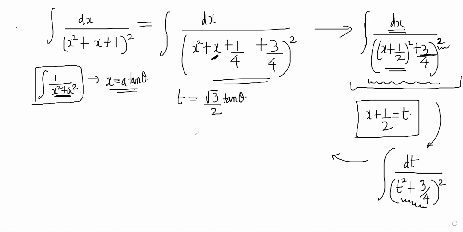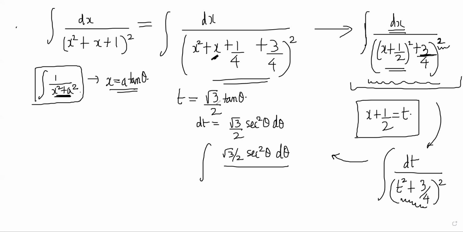Correct. Yes sir. So dt will become root 3 by 2 sec square theta d theta, and the integral will start looking like this: root 3 by 2 sec square theta d theta on top, and in the denominator you will get 3 by 4 tan square plus 3 by 4. So that will become 3 by 4 sec square theta, right? Yes, sir. 3 by 4 sec square theta whole square, right? So look, the question is done.